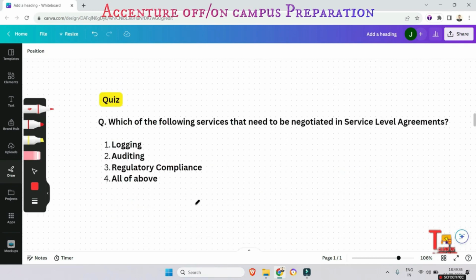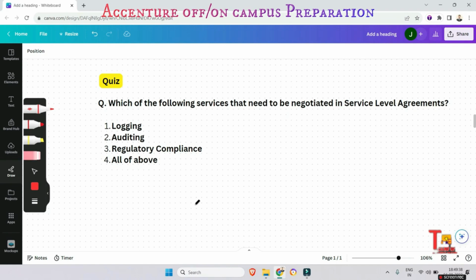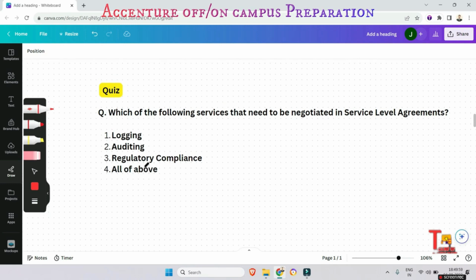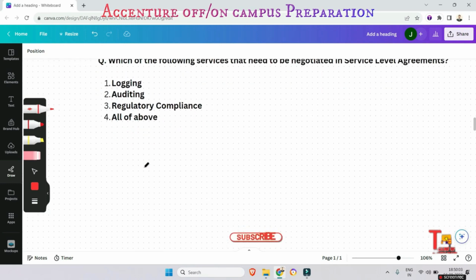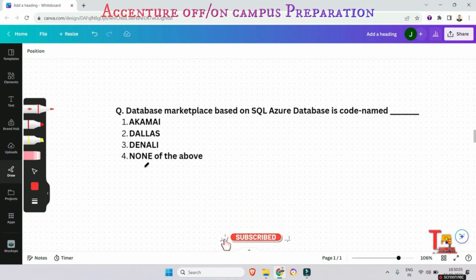So the next question is a quiz for you, and note that answer and give all the answers together, right? So that I can show your answer in the next video. Which of the following services need to be negotiated in service level agreements? Logging, auditing, regulatory compliance, or all of the above? What will be the answer? Okay, think yourself and give me the answer.